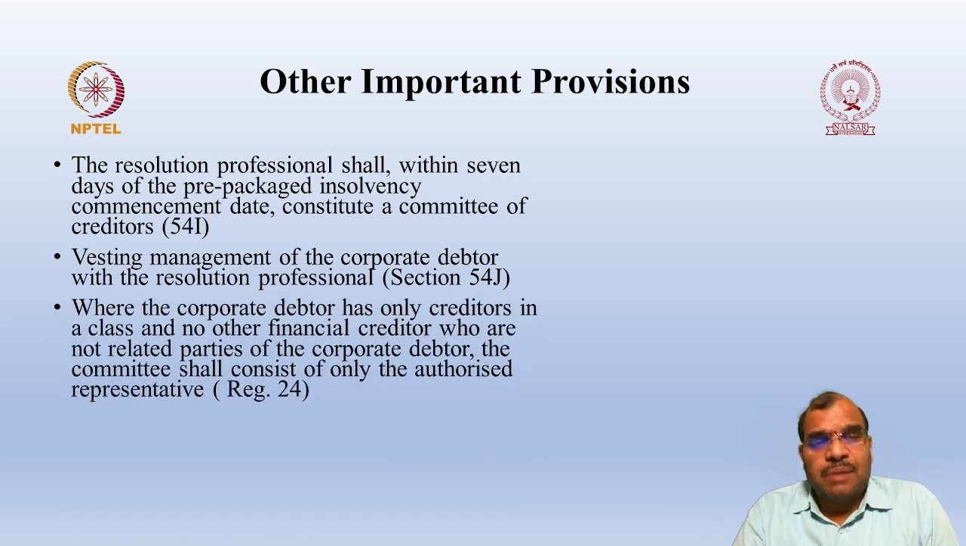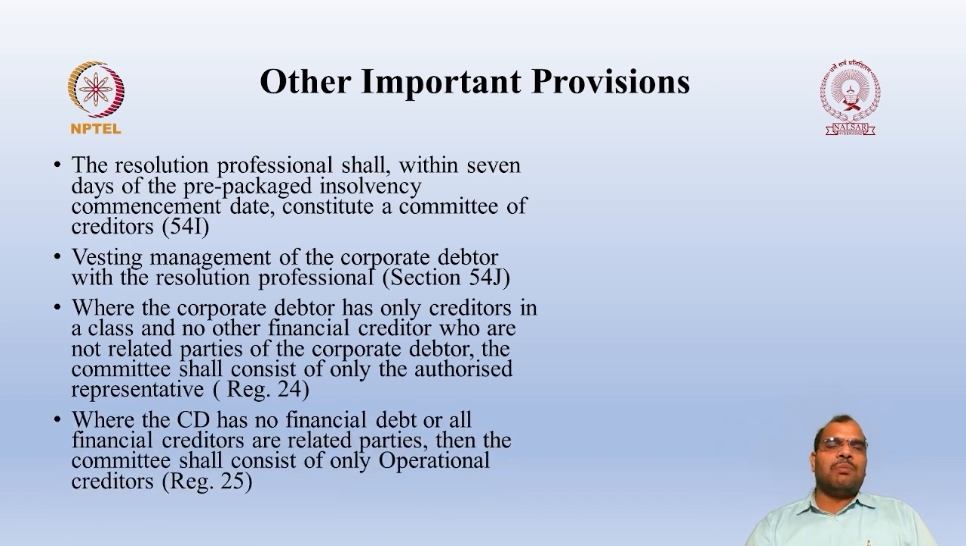Next, take the example where the corporate debtor has only creditors in a class. There are no other financial creditors, but creditors in a class who are not related parties to the corporate debtor. Then the committee shall consist of only authorized representatives. If the company has a class of creditors, as already discussed, you can have representatives. In such cases the committee shall consist of only authorized representatives. Then take the example where the CD has no financial debt or all the financial creditors are related parties. As already discussed, if any financial creditor is a related party, he cannot be a member in the COC.